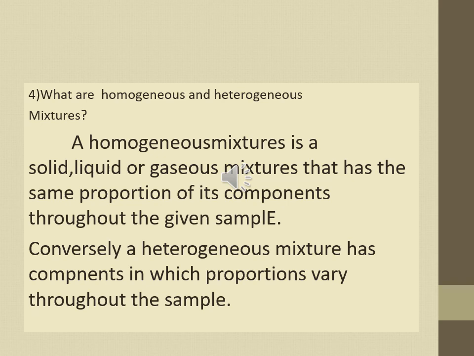Then, conversely, a heterogeneous mixture has components. The P-O is missing there, so you write that. Components, in which properties vary throughout the sample. Write fast, children. So you have completed. This is the last question.